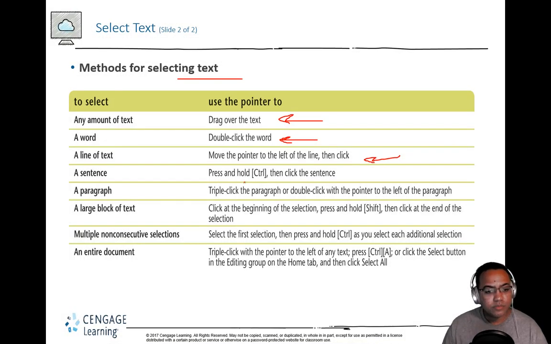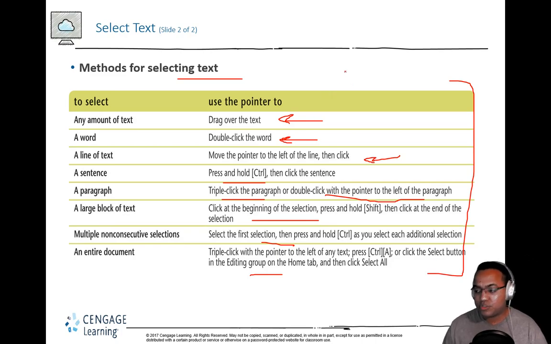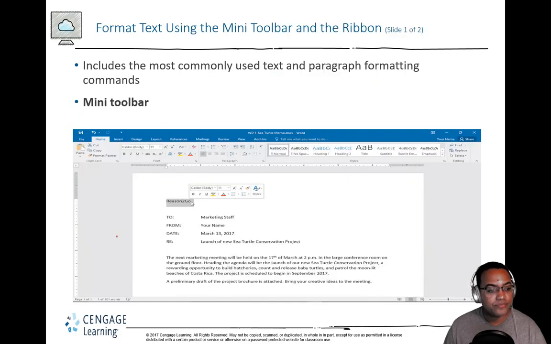A sentence, press and hold Control. A paragraph, triple click the paragraph or double click with the pointer to the left of the paragraph. Large block of text, multiple non-consecutive selections, an entire document. I mean, these are all very nice to know shortcuts, but in the end, if you just drag the arrow across the text or drag the arrow across whatever you wanted, it will highlight whatever you want to highlight as long as you're holding the left click button down.